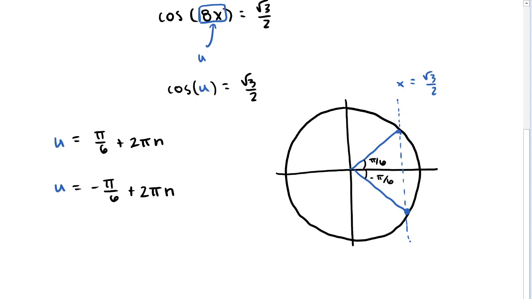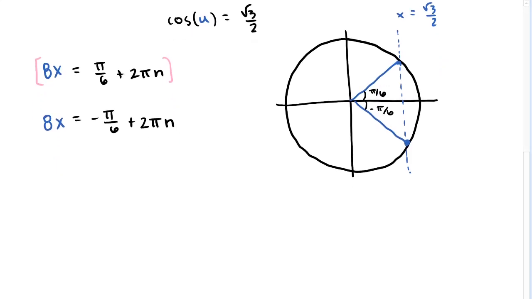It was a placeholder for 8x. And so let me go back and replace u here with 8x. And so if we wanted solutions to our original equation, we wanted values of x that make our original equation true, then we just have to divide both sides of both of these equations by 8. And so let's do that here. Maybe I'll start with this first one.